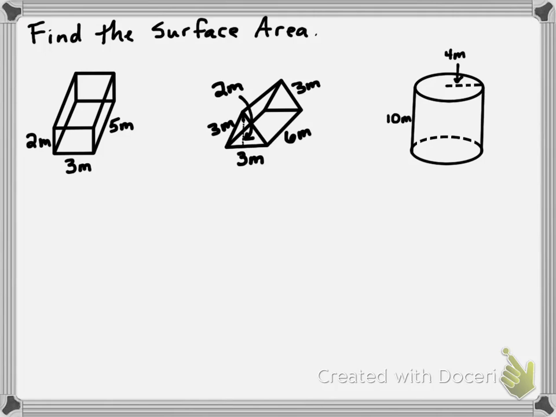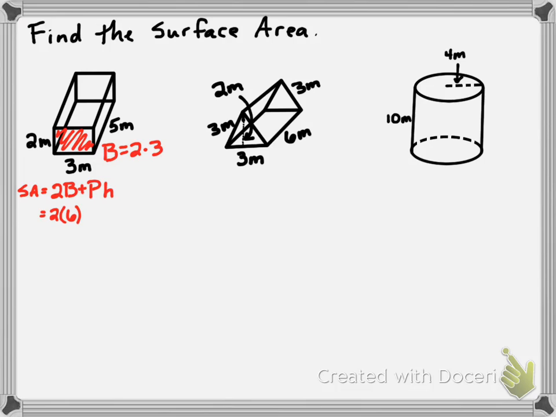Okay, so I'm going to start with the rectangular prism. Well, first, I know the formula is the same, so 2B plus PH. So I need the area of the base. Well, I have to pick which base because this is a rectangular prism. I could pick any side I want. So I'm going to choose this front piece to be the base. So that means my base would be a 2 by 3 rectangle, which is 6.